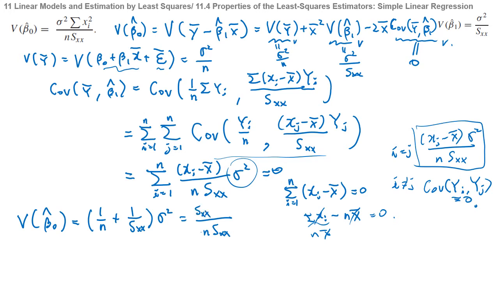And here this one becomes (Sxx plus n x bar square) over (n Sxx) times sigma square, and Sxx is the sum of (xi minus x bar) squared. Let me see.